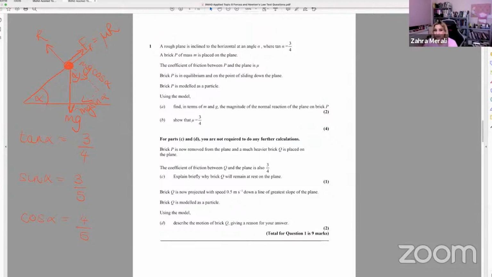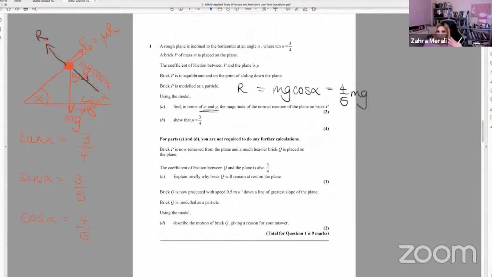And essentially, all we're doing is we're resolving perpendicular and parallel. Now it's asking us to start with finding the normal reaction. So that means we're resolving perpendicular to the plane. It's kind of up equals down, but at the angle. So we can see that going upwards we've got R. So R equals, and the only other force going the other way is mg cos alpha. And we've already said cos alpha is 4/5. So we get 4/5 mg.